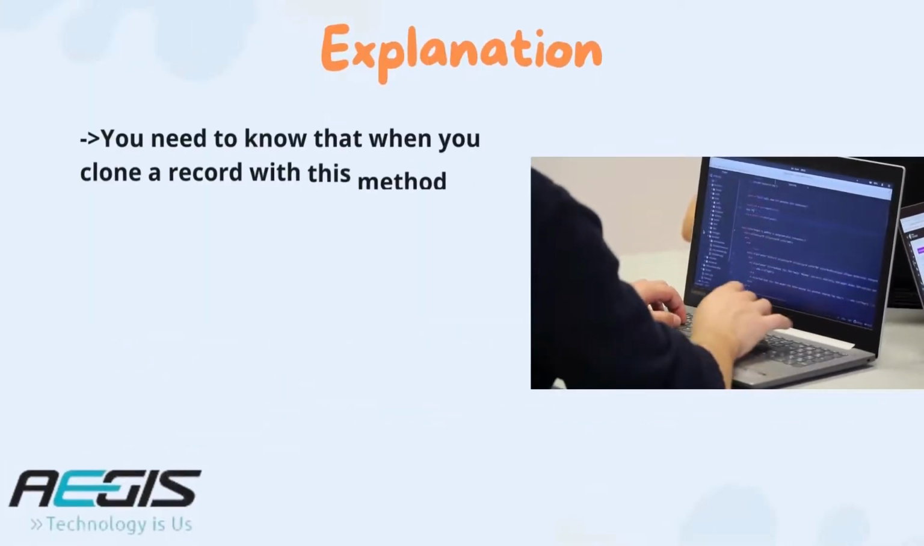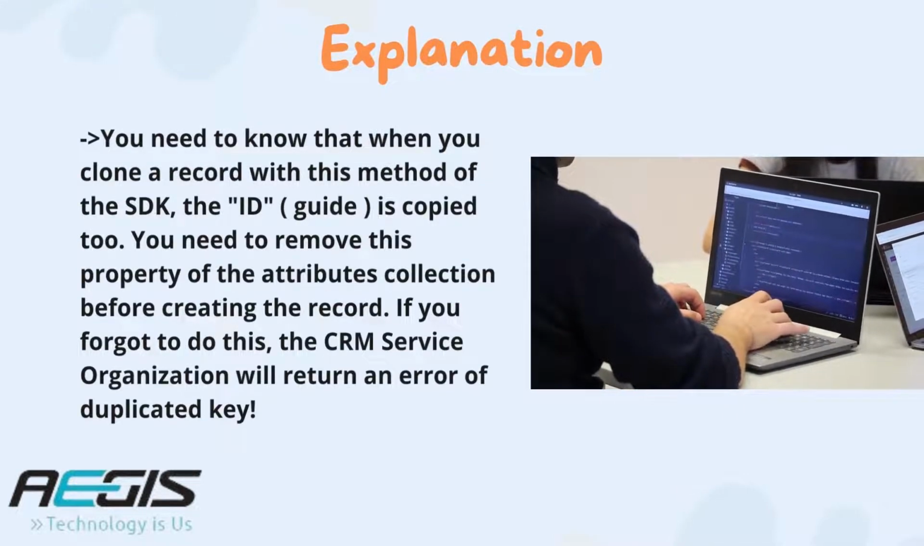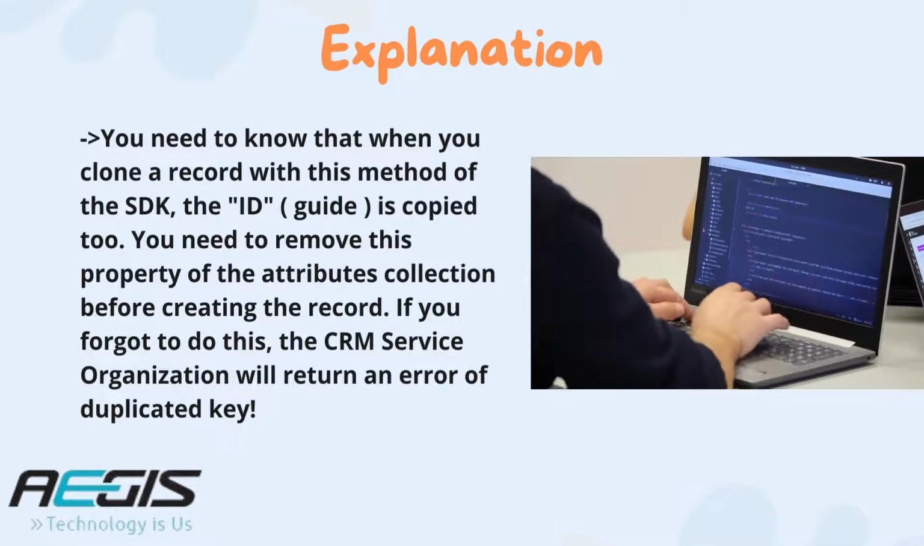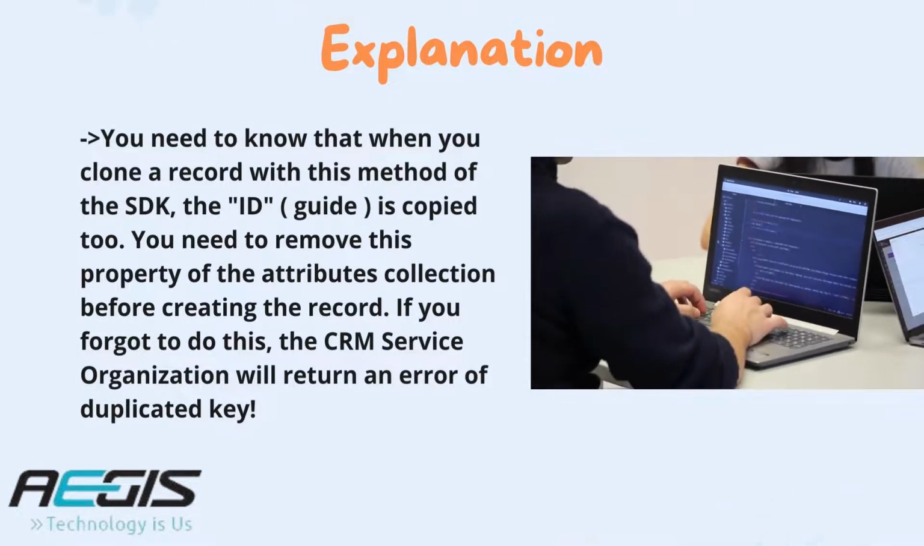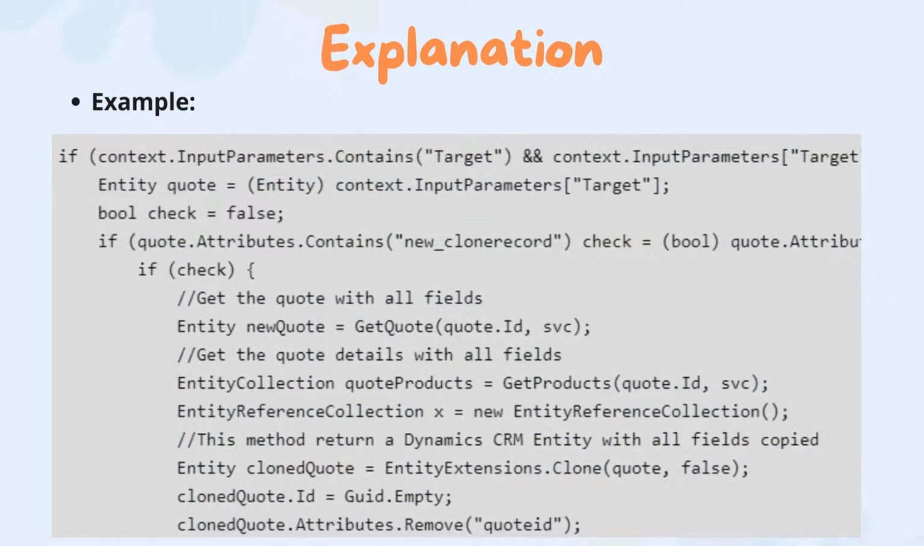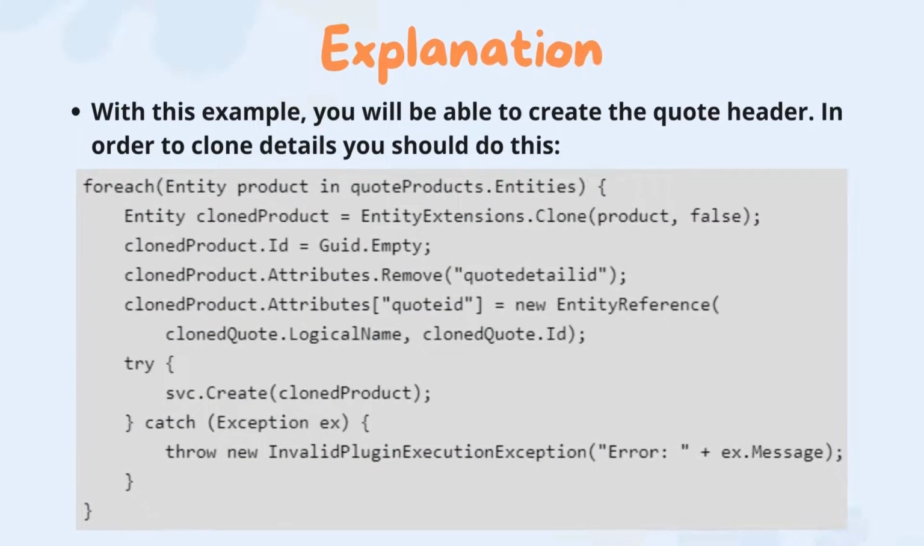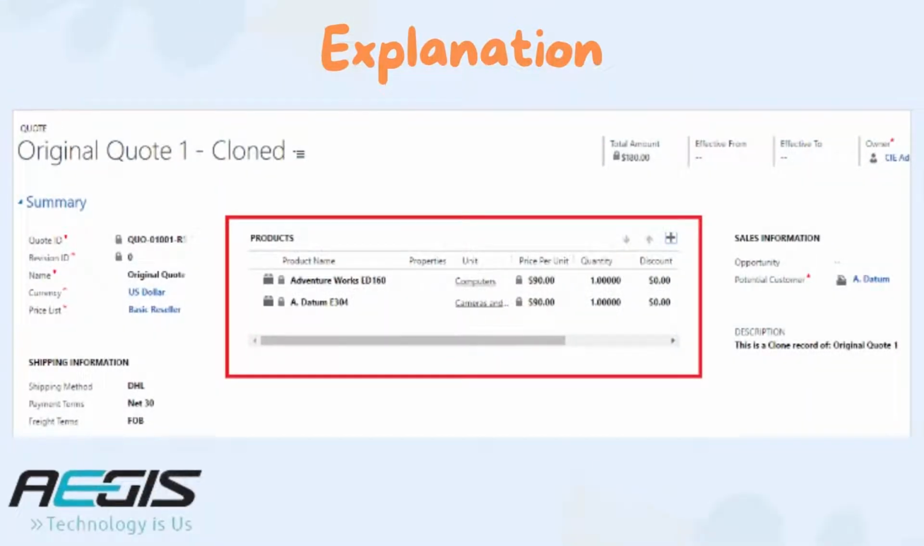You need to know that when you clone a record with this method of the SDK, the ID GUID is copied too. You need to remove this property from the attributes collection before creating the record. If you forget to do this, the CRM organization service will return a duplicate key error. Here, you can see the code for cloning a record in the image below. With the example below, you will be able to create the quote header. In order to clone details, you should do this.